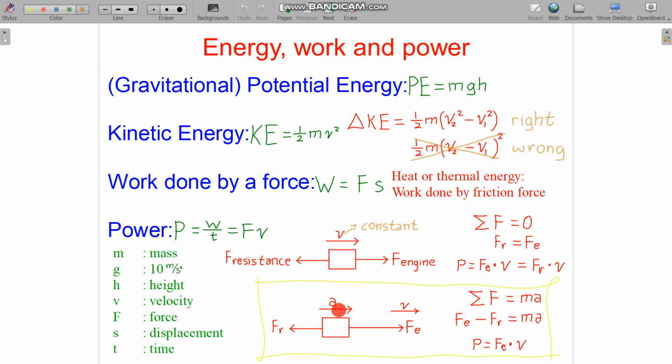Or if we have acceleration, sigma F equals ma, the engine force minus resistance force equals ma. The instantaneous velocity is v, and the power at that instant is the engine force times the velocity. And make sure you know what the letters represent.